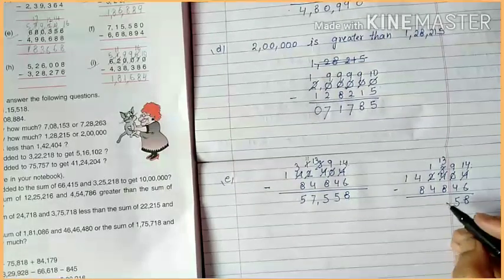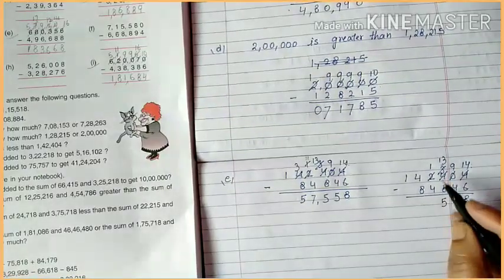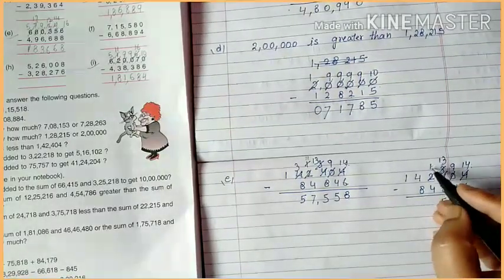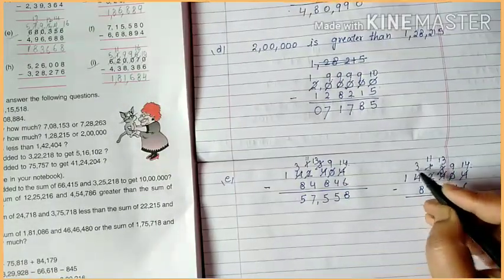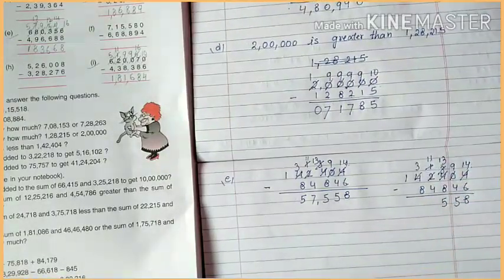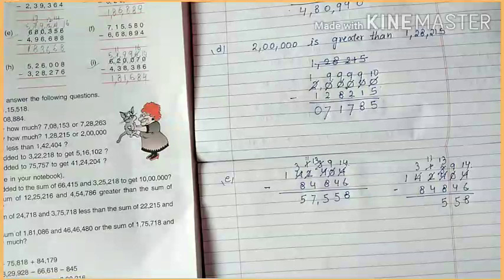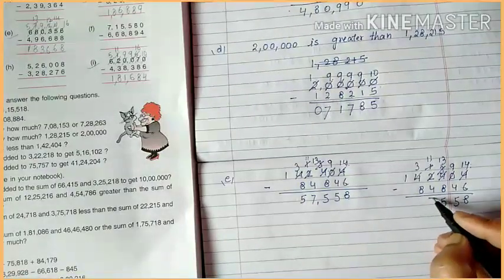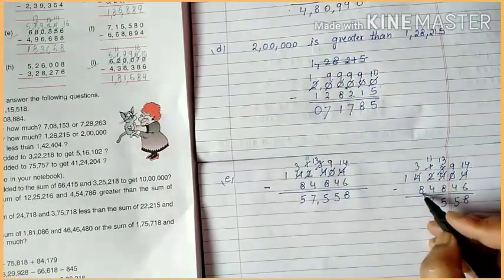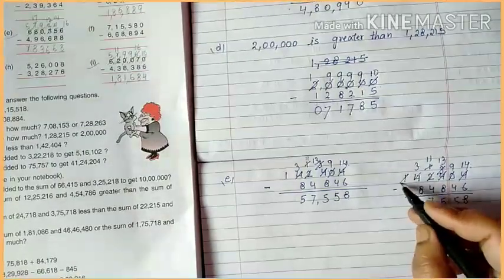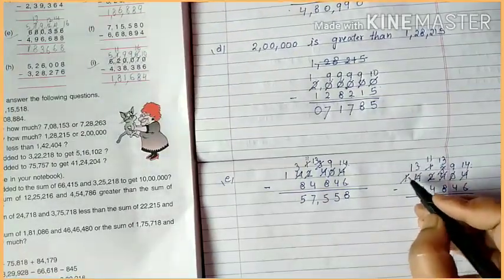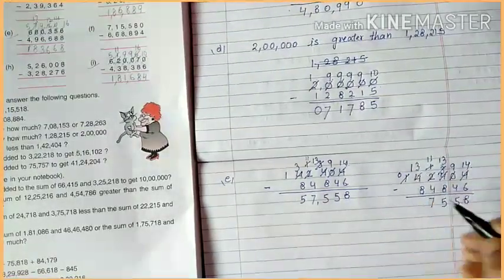13 minus 8 is possible, so it is 5 here. 11, this is 1, so again it will take a carry and it will become 3. 11 minus 4 is how much? 7. So it is 3. 3 minus 8 is not possible. It will take a carry from here. It will become 13 and it will become 0. 13 minus 8 is 5.